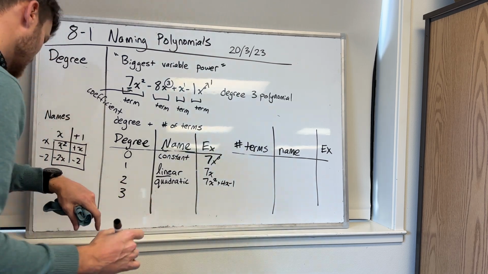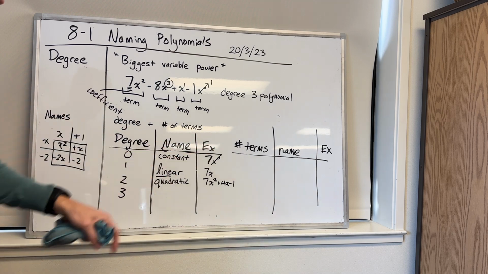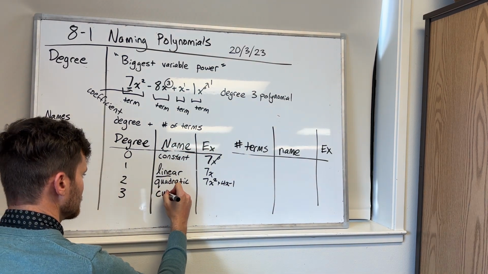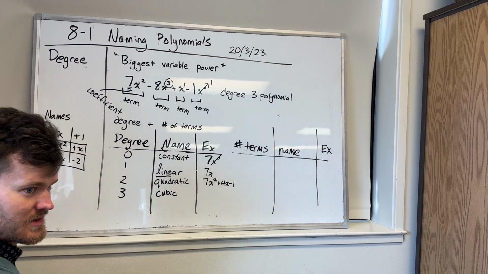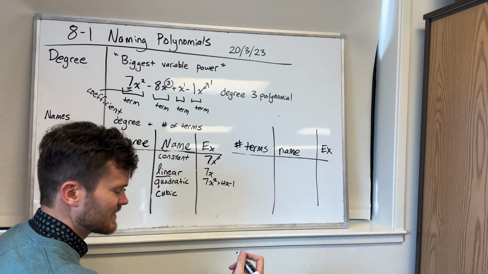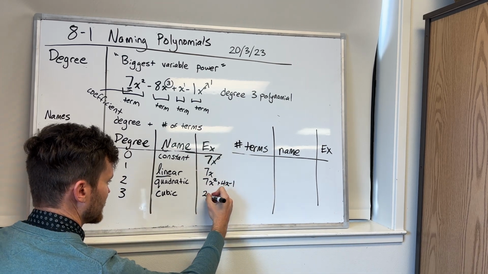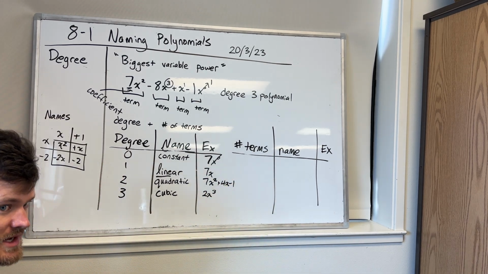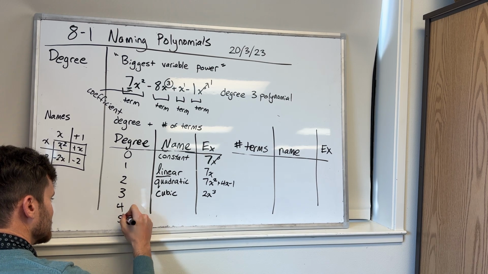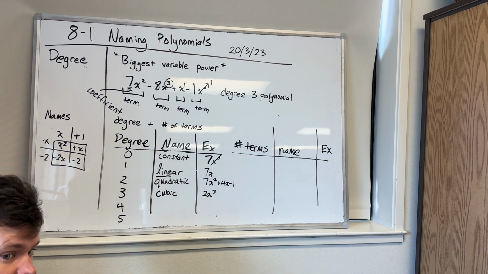Let's get through all of this table and then we'll come back to that one in a sec. 3, cubic. Which makes sense because you're in the 3rd dimension, you're now out of the plane, you're a cube. Cubic, give yourself an example, 2x to the power of 3. Something to the power of 3 is the highest degree. We have 2 more. 4 and 5 are gonna be the last ones that you need to know for this class.